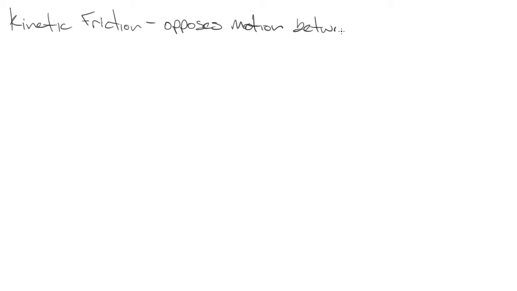So I want to pick it up where we left off. We're talking about kinetic friction. Who remembers what kinetic friction is? All right, so it's friction that opposes motion between two objects or two surfaces that are moving relative to one another.